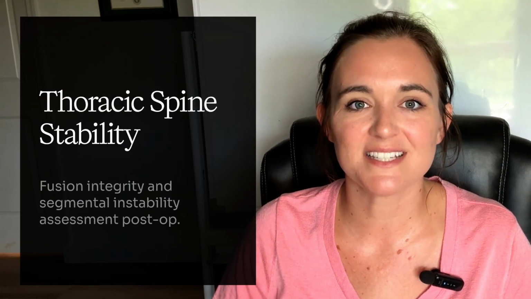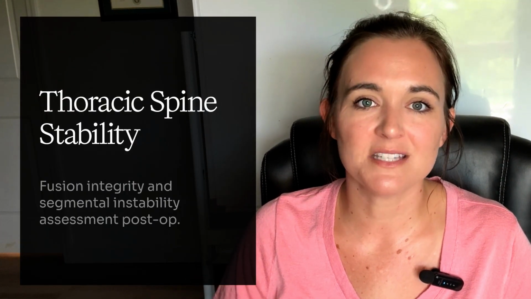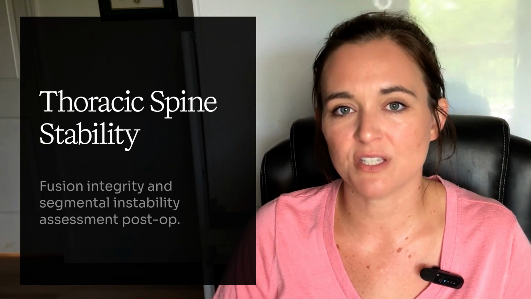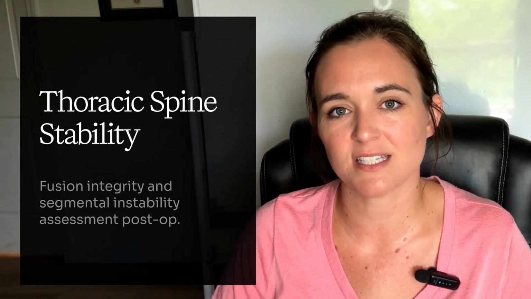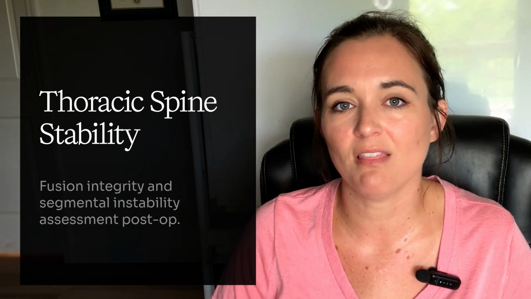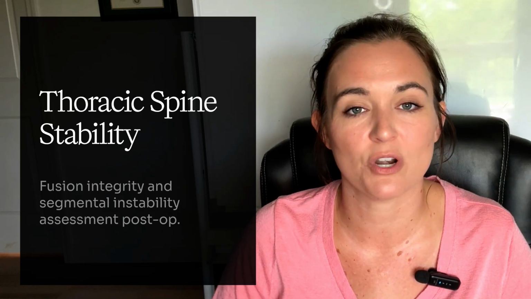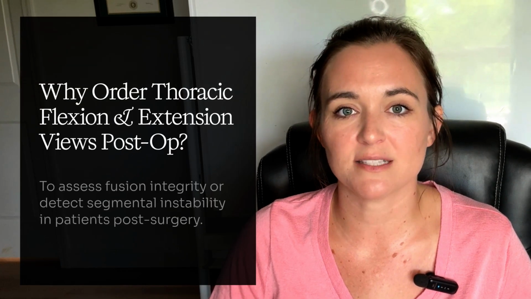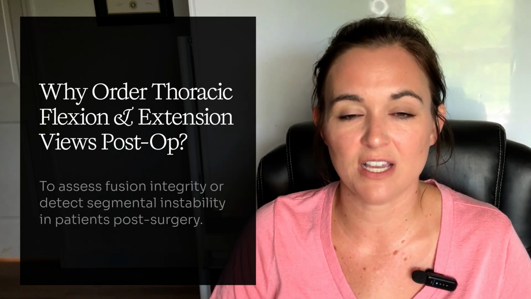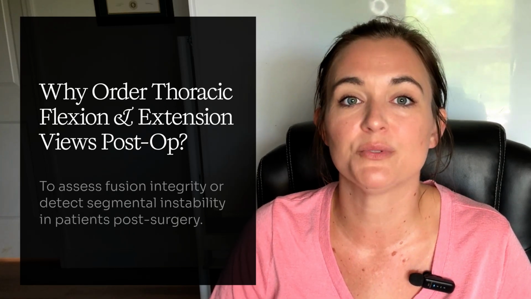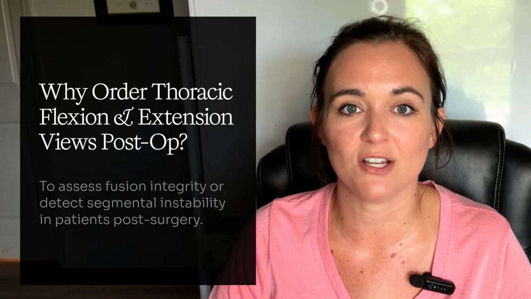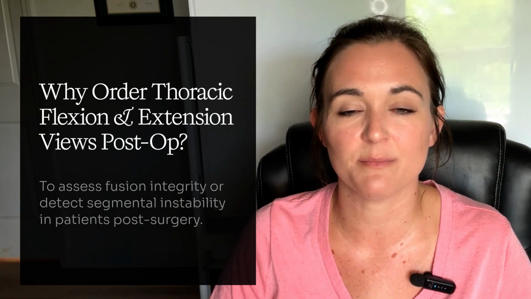The thoracic spine is meant to be stable, not flexible. So a minimal difference between flexion and extension is normal. What matters is whether the vertebrae stay aligned or if one slips forward or backward. The board might ask something like, why would a radiologist order thoracic flexion and extension views post-op? And your answer would be to assess for fusion integrity or detect segmental instability.